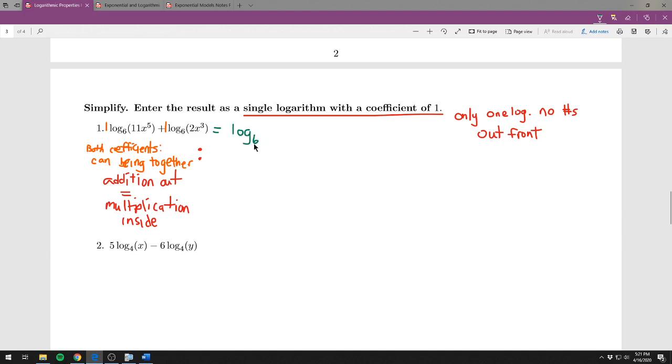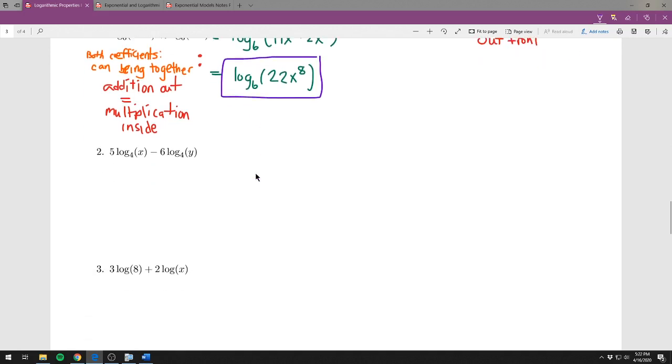So we've got log base 6. The base doesn't change, and we multiply the inside. We get 11x to the 5th times 2x cubed. Now, once you're here, if you have any common terms, just simplify. Sometimes we will, sometimes we won't, and that's all right. 11 times 2 is 22, and x to the 5th times x cubed, we add the exponents, we get x to the 8th. And this is our fully simplified final answer. We have a single log, the inside simplified, and the coefficient is 1.